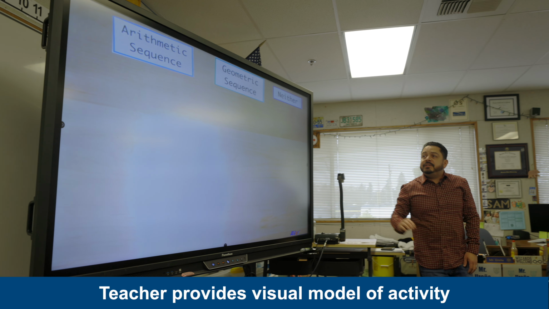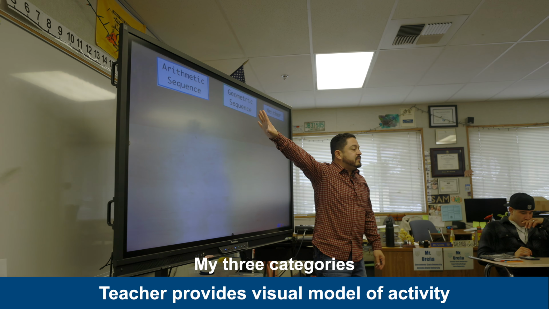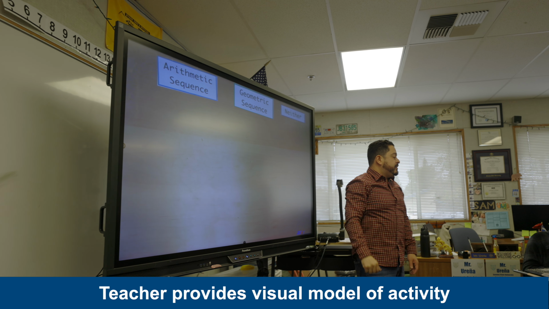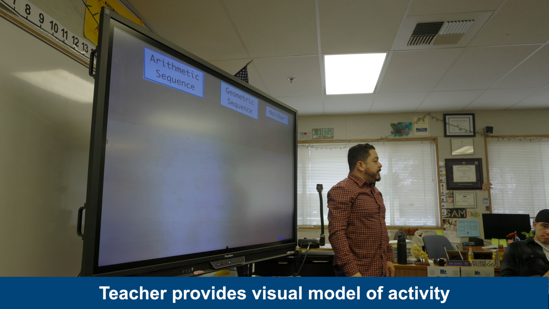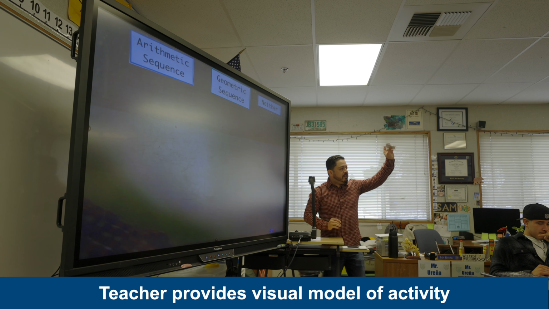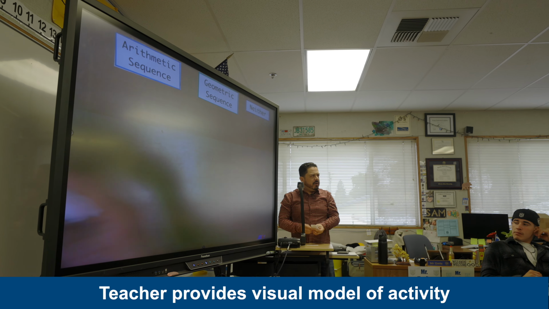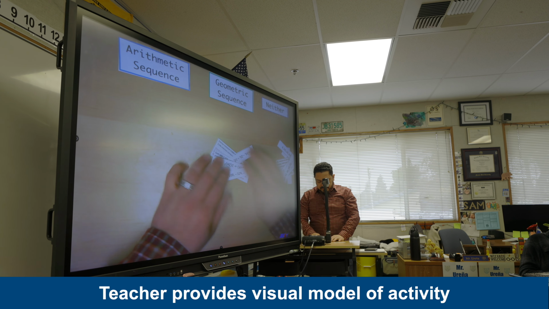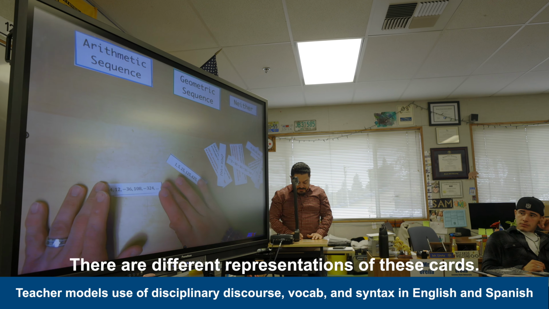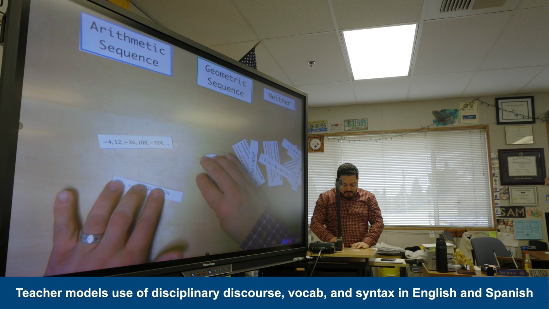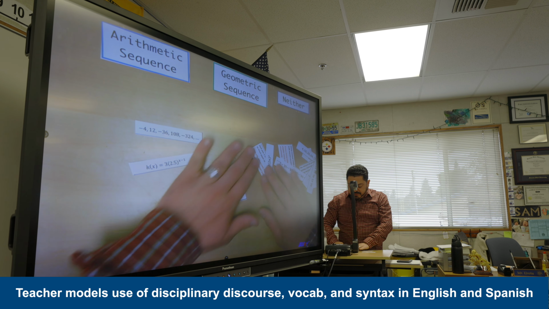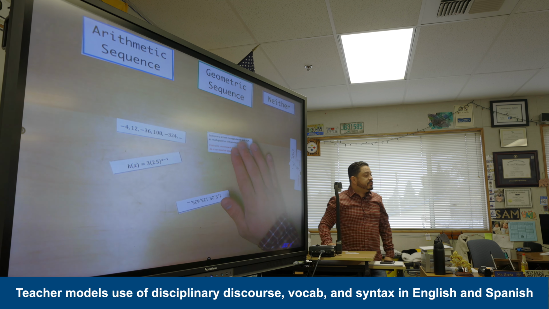So as you can see, I have my three categories, mis tres categorías: arithmetic, geometric, and neither. Then you have all of these other smaller cards. I forget how many there are exactly, but there are different representations, hay diferentes representaciones de estas tarjetas. There are sequences, functions, equations, and even some real world situations.